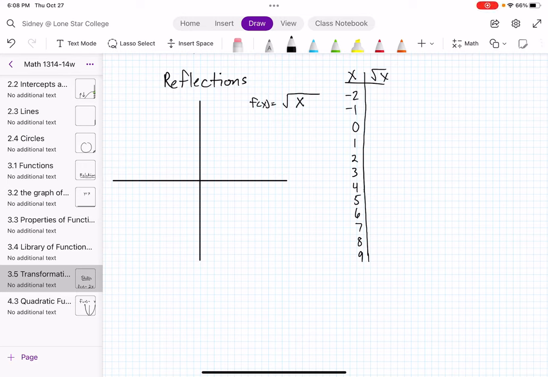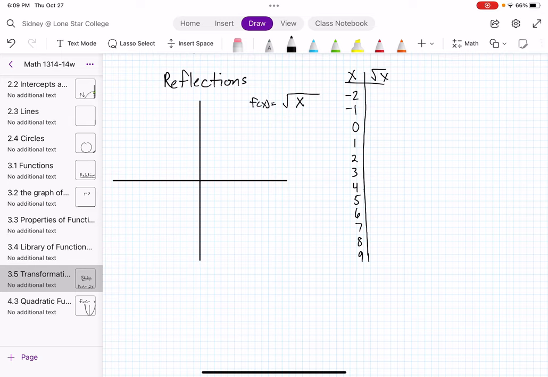In this video, we're looking at the transformation called reflections. And to illustrate what reflections look like, we're going to use a square root function. Now, I've made a little t-chart here, a little input-output table for filling in this function. So whatever x is, we're going to take the square root of it.